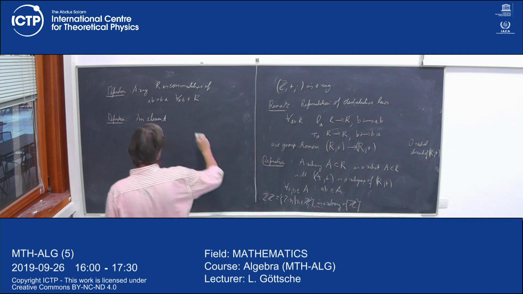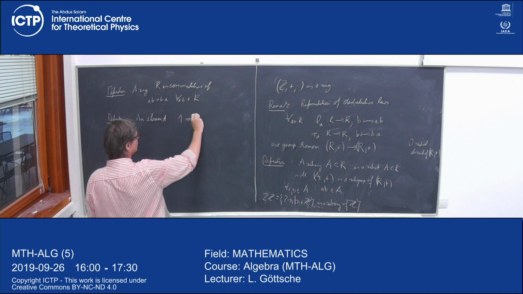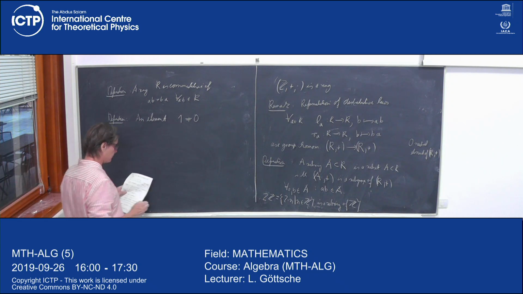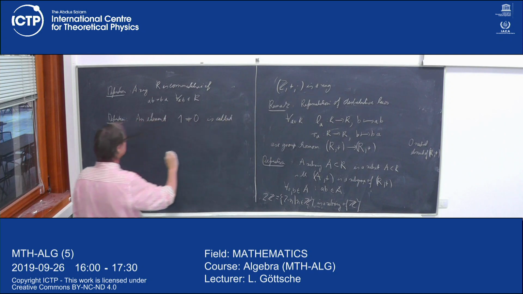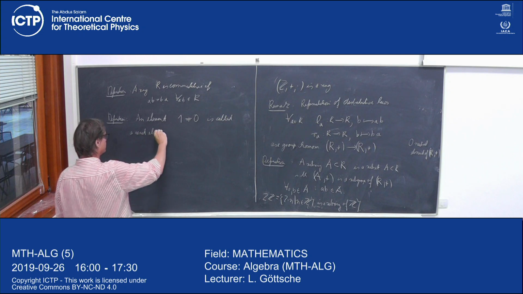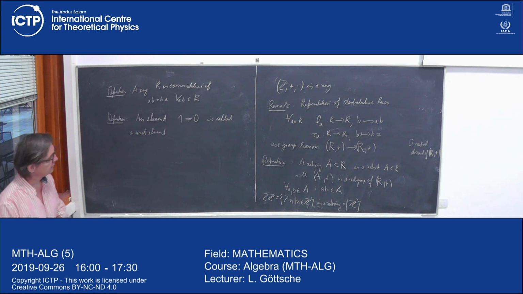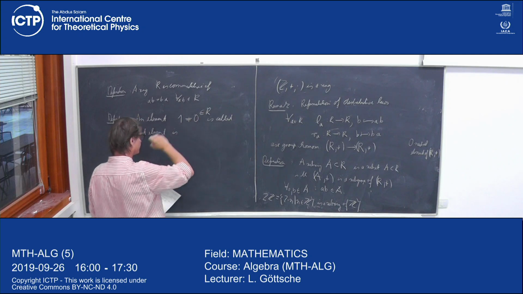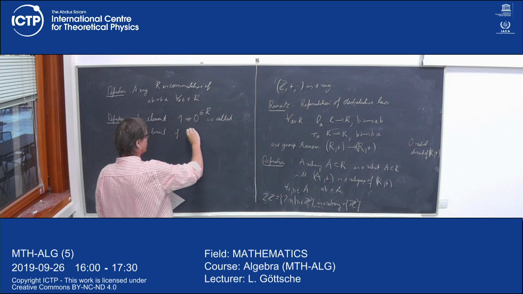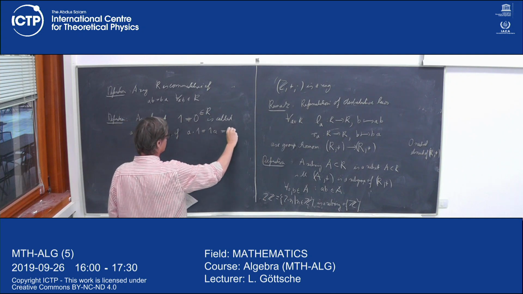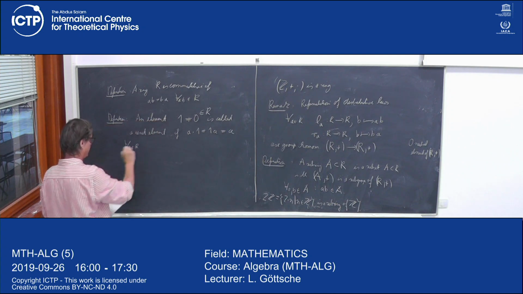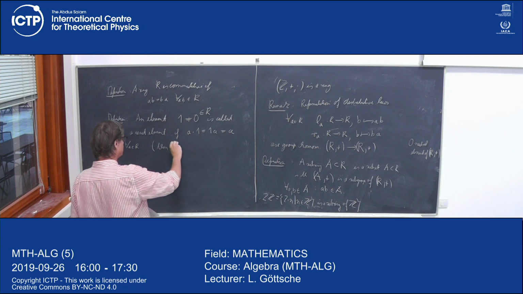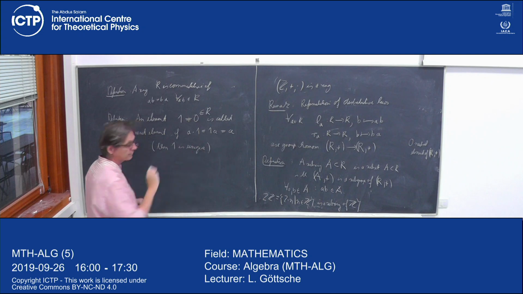So an element which I call 1, and I assume it's different from 0, so from the neutral element in multiplication, is called a unit element if it's a neutral element for multiplication, so if a times 1 is equal to 1 times a is equal to a for all elements a in R, and it's easy to see that then 1 will be unique.